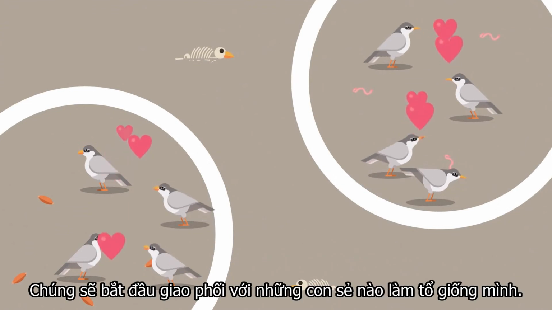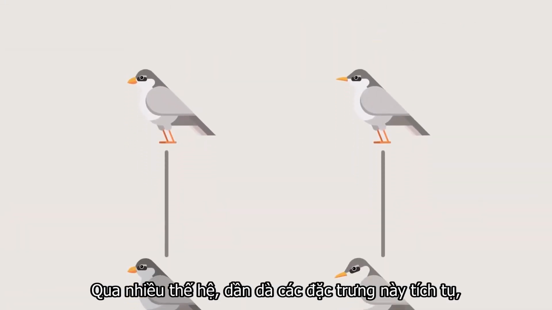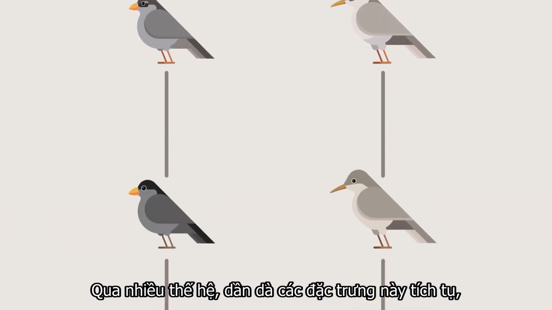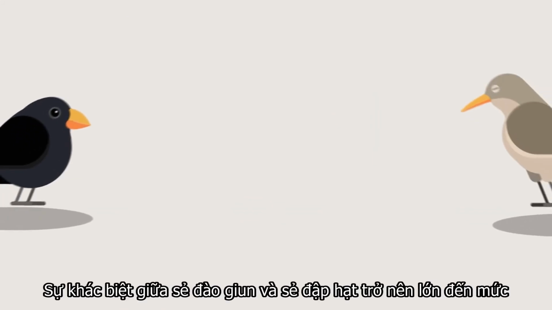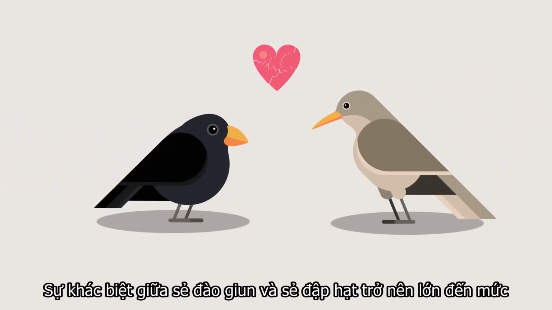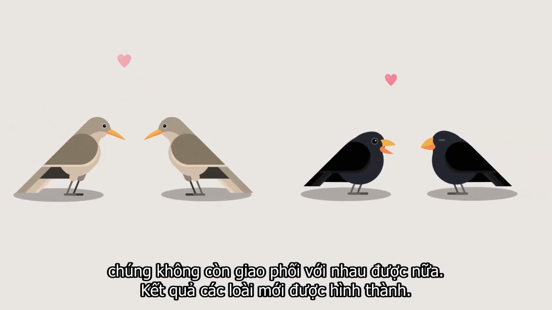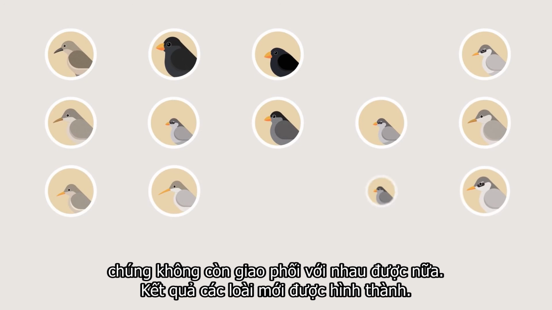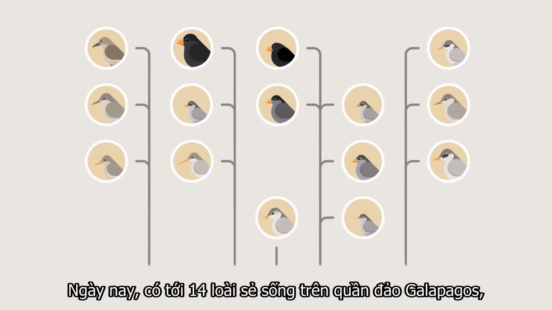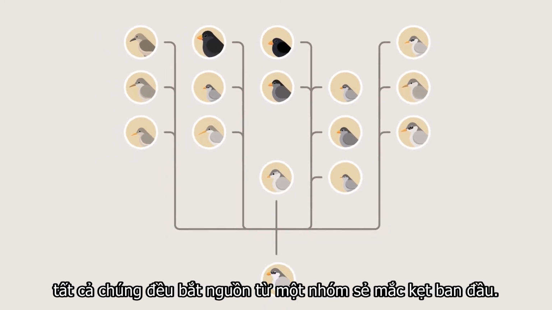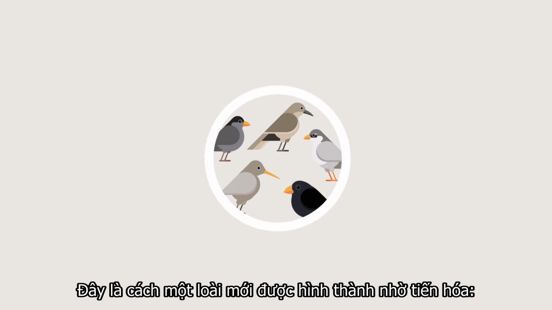They soon began to mate primarily with other finches that used the same niche. Over the course of many generations, these characteristics were enhanced, enabling the finches to exploit their niches successfully. The differences between the worm diggers and the seed crackers became so large that they were no longer able to mate with one another. Different species emerged as a result. Today there are 14 different species of finch living on the Galapagos Islands, all of which are descended from the same group of stranded finches. This is how new species are created by evolution.